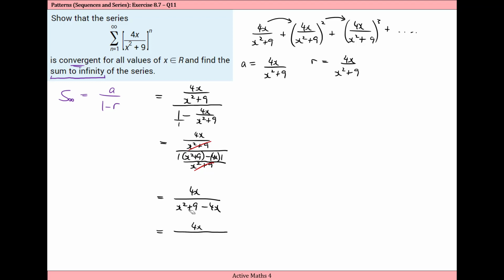I might just rearrange the quadratic on the bottom, x squared minus 4x plus 9, and this is the sum to infinity of our geometric series, obviously in terms of x, where x is a rational number.